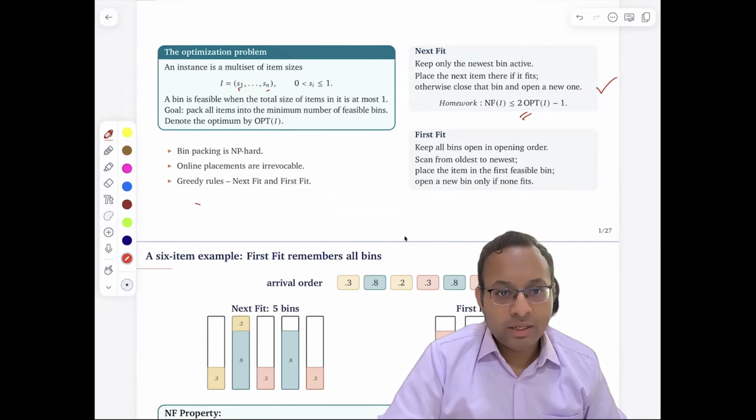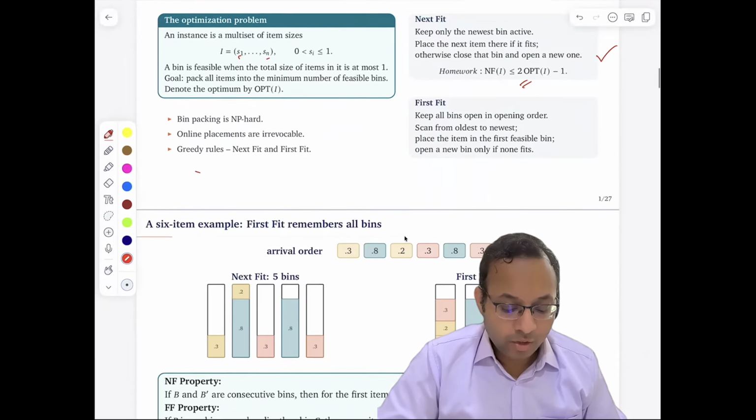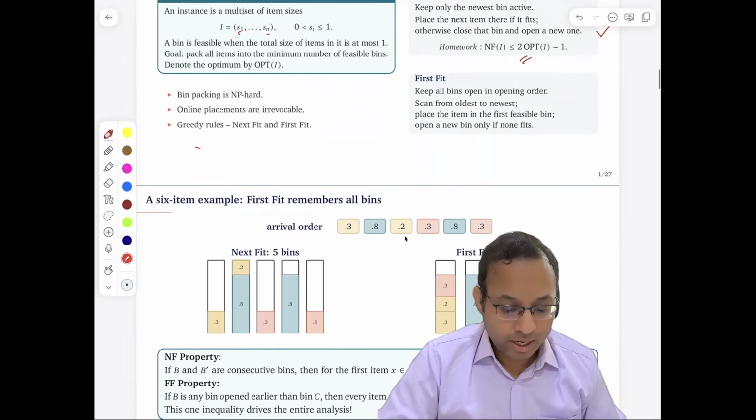First fit is slightly better. Instead of closing a bin, you keep all the bins open in your algorithm, and once an item appears, you scan from the oldest to the newest bin and place the item in the first feasible bin. And if it does not fit in any of the previous bins, then only open a new bin. So both the algorithms are quite simple, and it will be easier if we understand by an example.